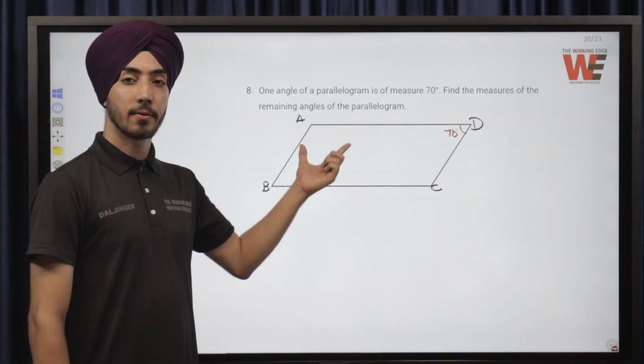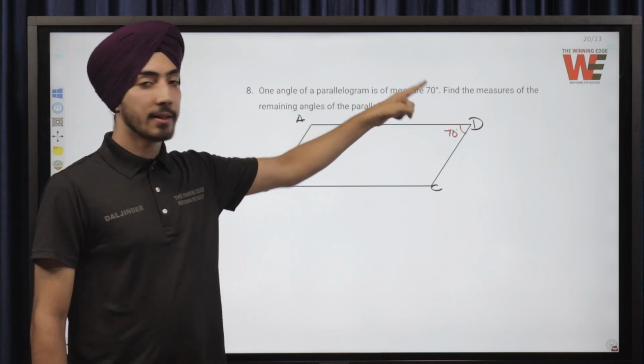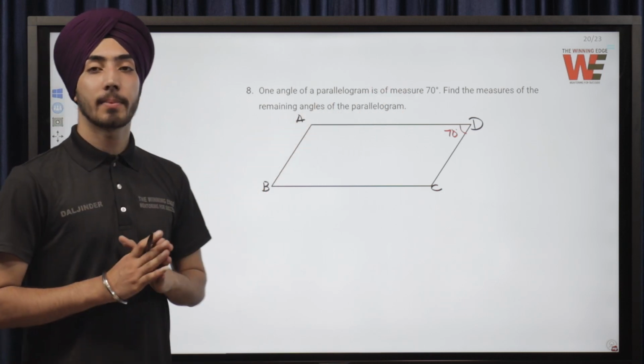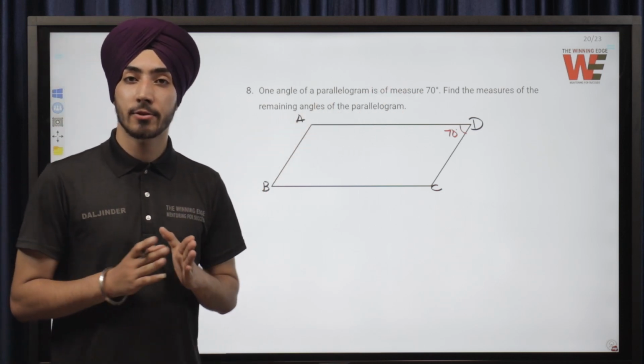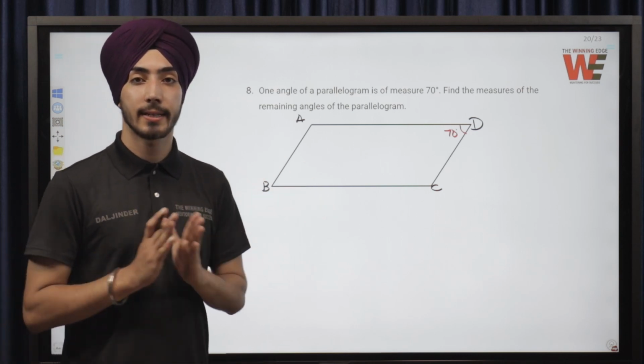Let's look at question number 8 now. Question number 8 says one of the angles of a parallelogram is 70 degree. Find the measure of the remaining angles of the parallelogram. Now remember, in these types of questions, a figure would not be given to you. I have drawn this figure so as to make your understanding better.